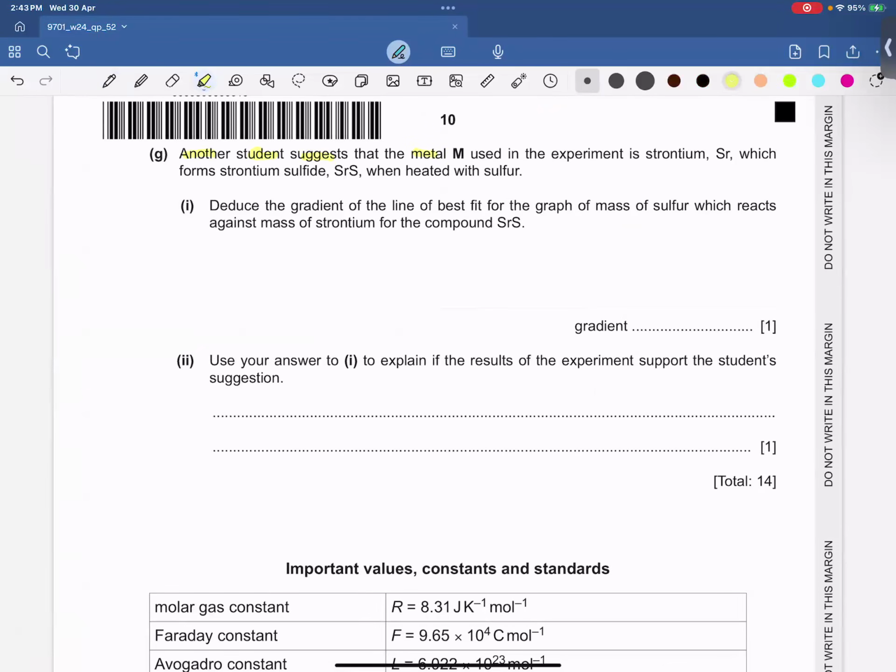Another student suggests that the metal M used in the experiment is strontium. Strontium has the symbol Sr, which forms strontium sulfide when heated with sulfur. Deduce the gradient of the line of best fit for the graph of mass of sulfur which reacts against mass of strontium. Okay. So gradient is basically what? Delta y upon delta x. इस डेल्टा y के ऊपर मास ऑफ सल्फर है और डेल्टा x के ऊपर मास ऑफ स्ट्रोंशियम है.